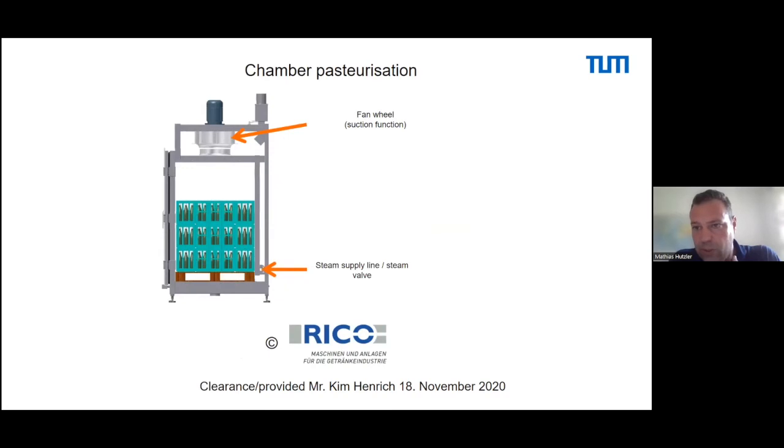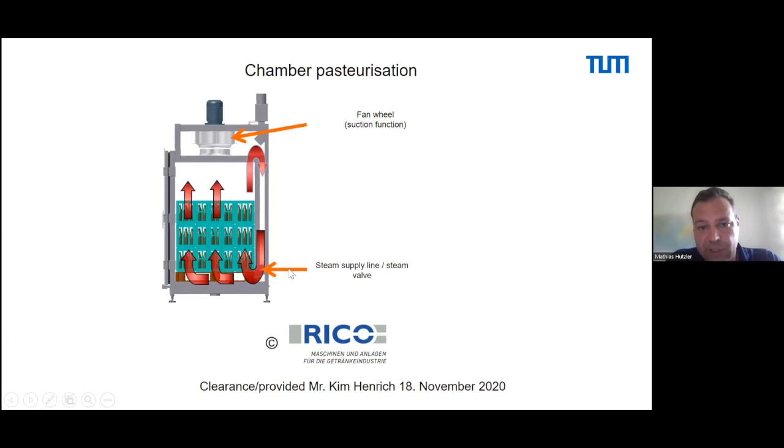What is more universal is to pasteurize your final product in the bottle. That's often done with, let's say, low alcohol beer or sugar containing products, where heat is not so much influencing the aroma profile.